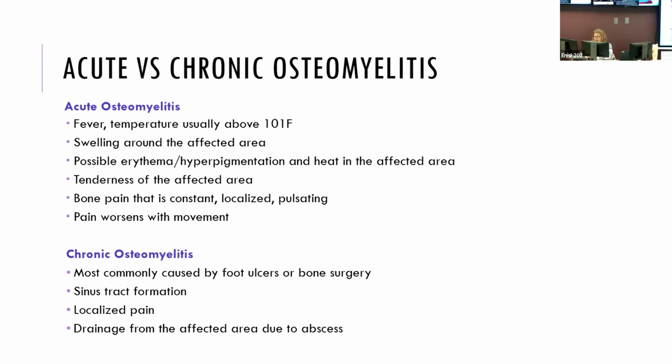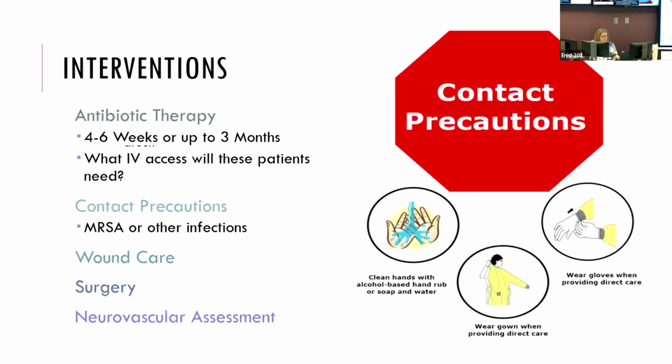Now, chronic osteomyelitis is most commonly caused by foot ulcers or bone surgery. It can form in the sinus tract. It can cause localized pain, just like acute, and then drainage from the affected area because they have an abscess. Like if it's a diabetic ulcer, they usually have an abscess that caused it.